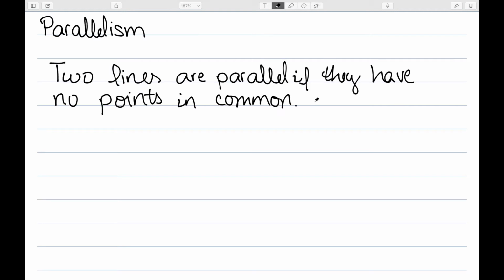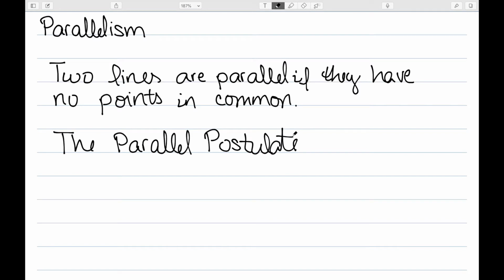In this video, I want to talk about the idea of parallelism. We say that two lines are parallel if they have no points in common. So essentially they don't intersect, exactly what we think. And with this, I want to talk about the parallel postulate.